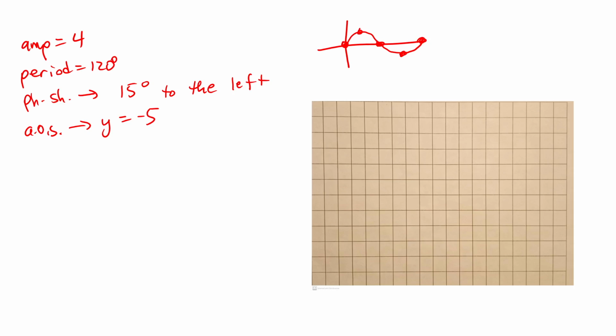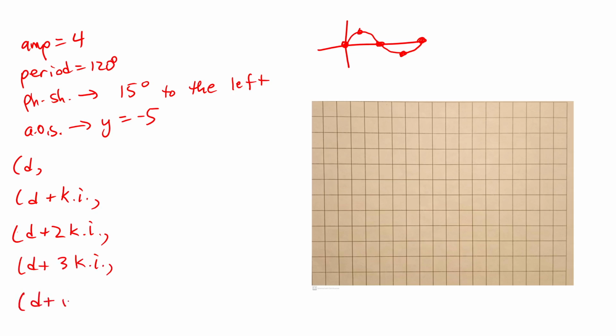We see, as with every one of these curves, that the x-coordinate of the first point will be d. The x-coordinate of the second point will be d plus a key interval. The x-coordinate of the third point will be d plus 2 key intervals. The x-coordinate of the fourth point will be d plus 3 key intervals. And then when we add another key interval to that, we'll be able to say we've added 4 key intervals, or in other words, 1 period to d.